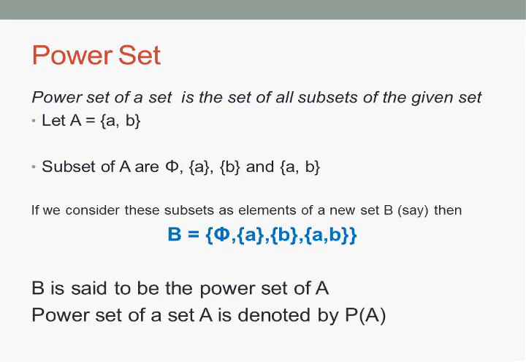In the above example, we considered these subsets as elements of a new set, say set B. Then B equals the set of all {phi, {a}, {b}, {a, b}}. B is said to be the power set of A, denoted by P(A).